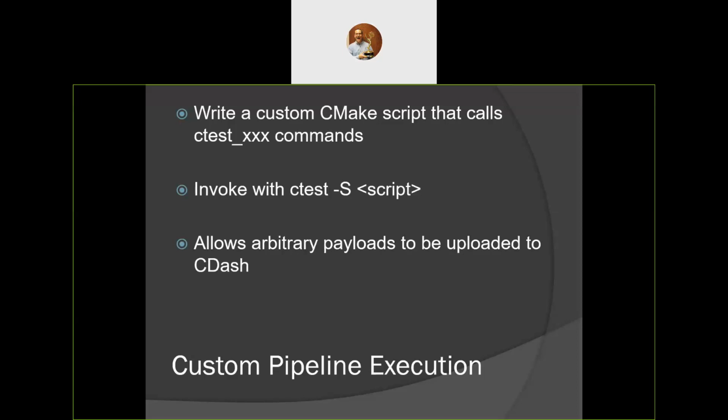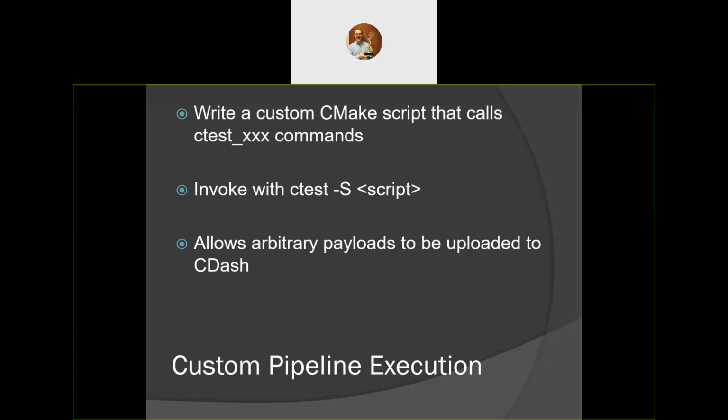And one reason you might want to do that is so that, for instance, when you just say run the model, say like run the nightly model, it'll run all the steps and do the submit at the end. If you create a custom pipeline script, you can submit the partial results for each individual step after that step has completed. So you do the update, you can submit the results of the update up to CDash. You can do the configure step, submit the results of the configure step up. You can do the build, submit the results of the build. Then you can run the test, submit the results of the test.